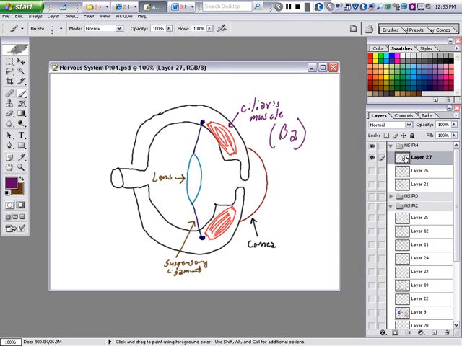Question for you all, just to see if you understand things. The act of sexual arousal, is that going to be a parasympathetic response or a sympathetic response? Which one do you think it's going to be? Parasympathetic sexual arousal.